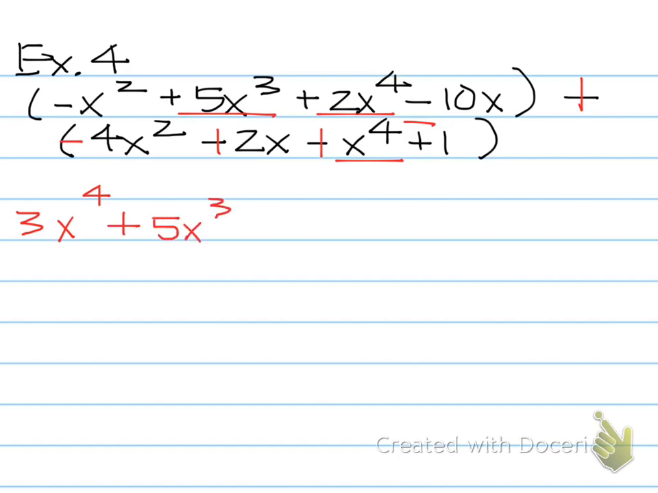Next is the x squared terms. I've got two of them. Negative 1x squared minus 4x squared is negative 5x squared. And then the x terms, got two of them. Negative 10x plus 2x is negative 8x. And then lastly is the constant. I only have one constant, so I'm just going to add the negative 1 to the end.